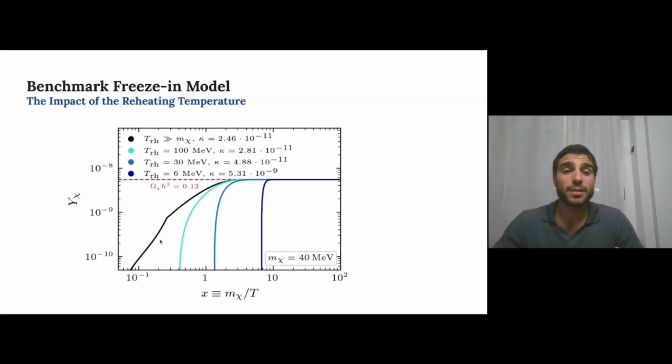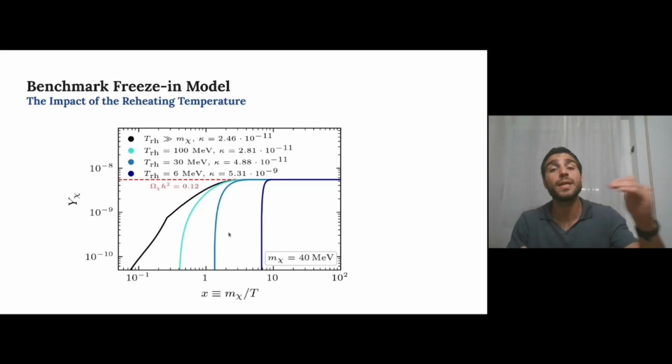As expected, for reheating temperature significantly below the dark matter mass, we observe that the dark matter yield freezes in very quickly to its final value and becomes very sensitive to the reheating temperature of the standard model. In this sense, the dark matter production process is still IR dominated, but the lowest relevant energy scale is now the reheating temperature itself rather than the dark matter mass.